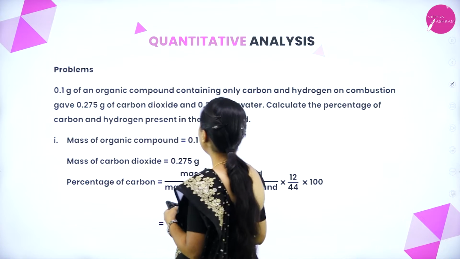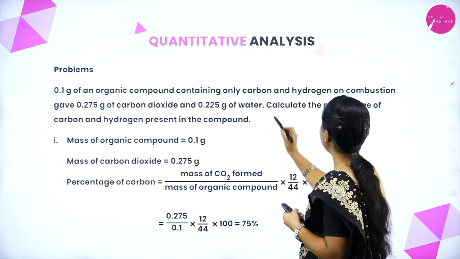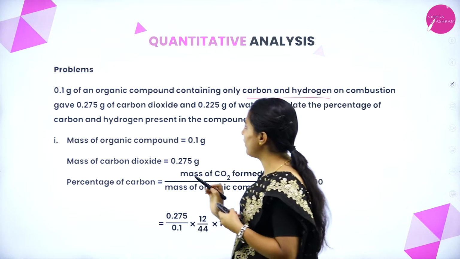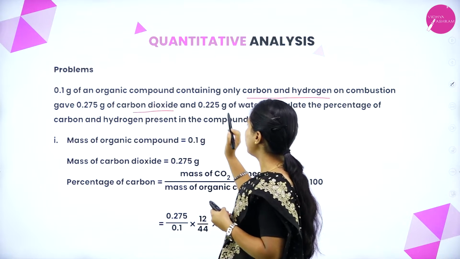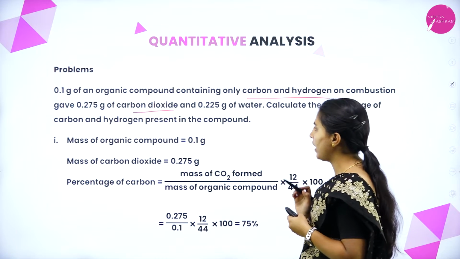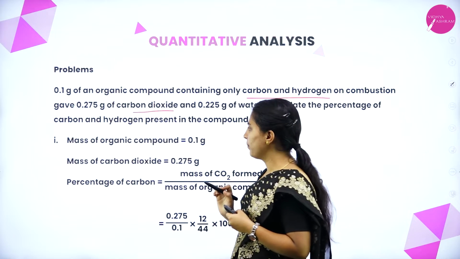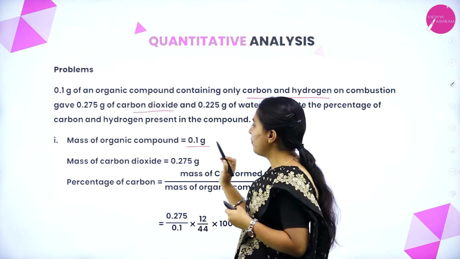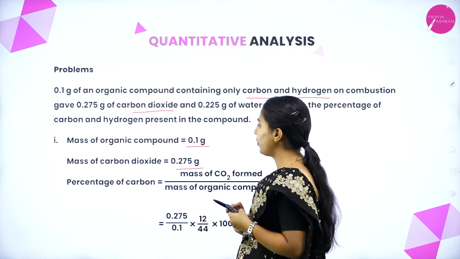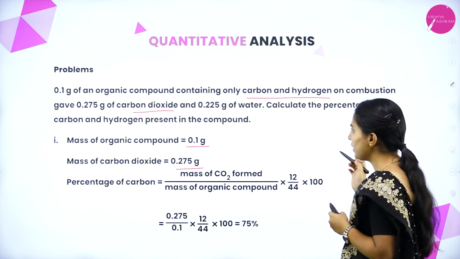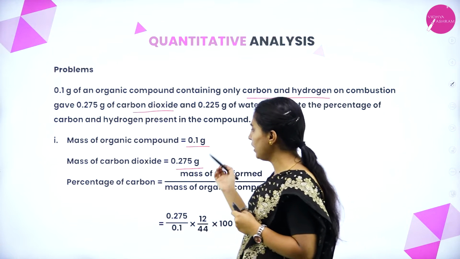0.1 gram of organic compound containing only carbon and hydrogen on combustion gave 0.275 gram of carbon dioxide and 0.225 gram of water. Calculate the percentage of carbon and hydrogen present in the compound. See, mass of organic compound is 0.1 gram. Mass of carbon dioxide is 0.275 gram. What we have to calculate? The percentage of carbon and hydrogen in the compound.